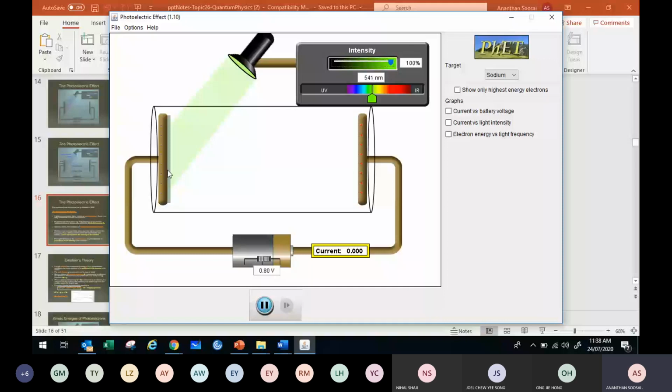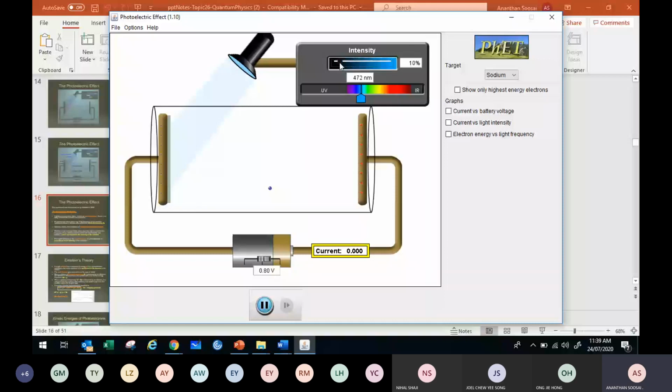So intensity doesn't affect the release of electrons. But if you put the green light low, a low intensity, and raise the frequency, go to the UV, raise the frequency, electrons start to come out. So electron release does not depend on intensity, it has nothing to do with intensity. It depends on frequency.